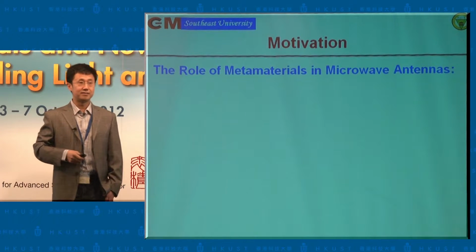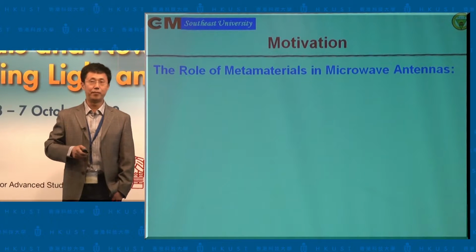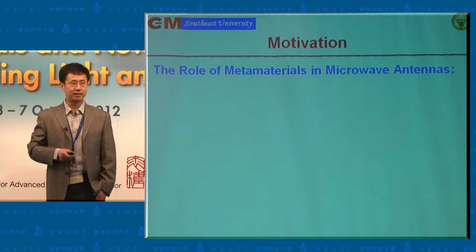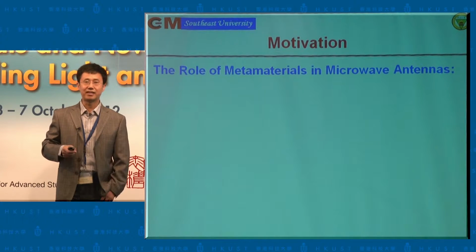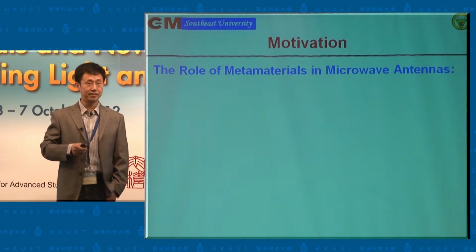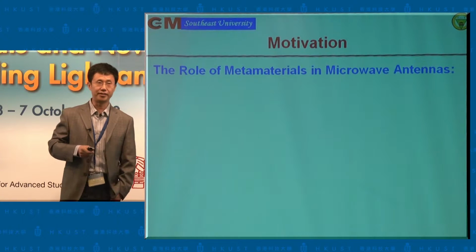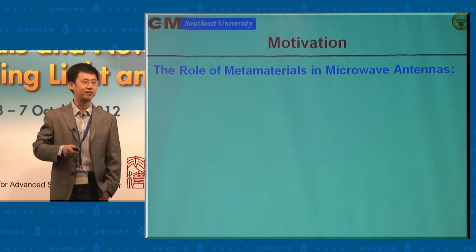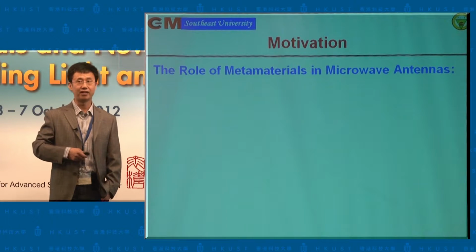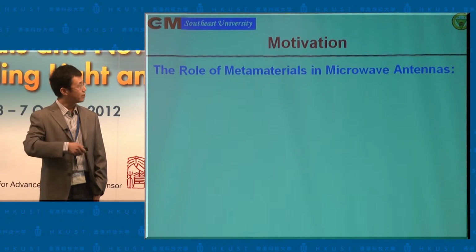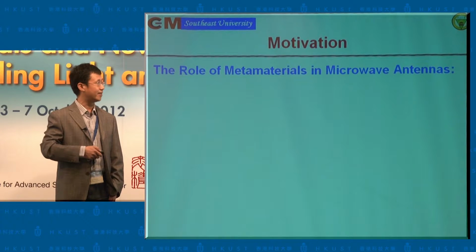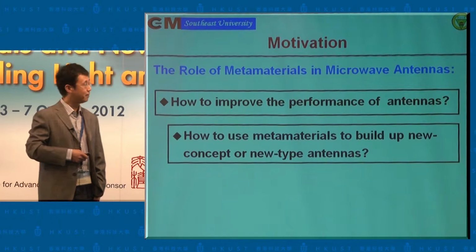Therefore, what is the motivation for metamaterials to work in microwave antennas? We know that metamaterial antennas are very active in the optical frequency right now, but in the microwave region, the traditional antennas are very mature. The performance of microwave antennas is also very good. So what can we do with metamaterials in microwave antennas? I think there are four steps.